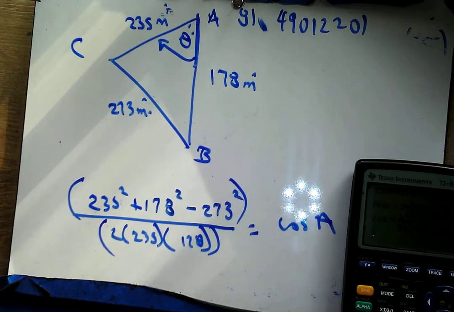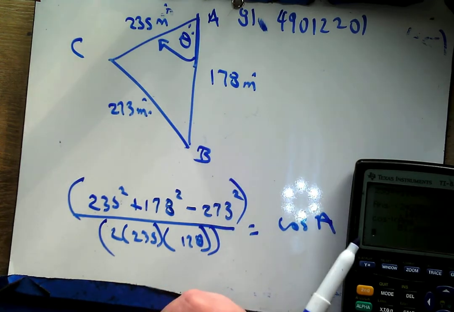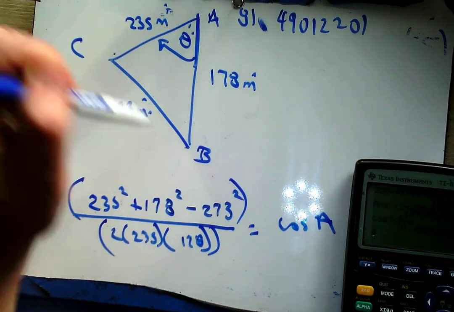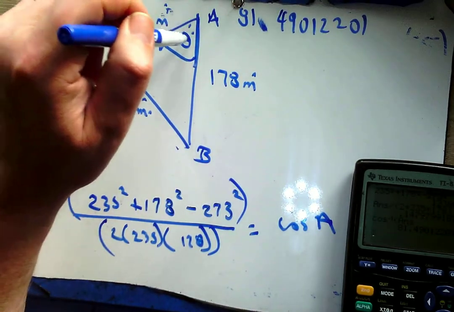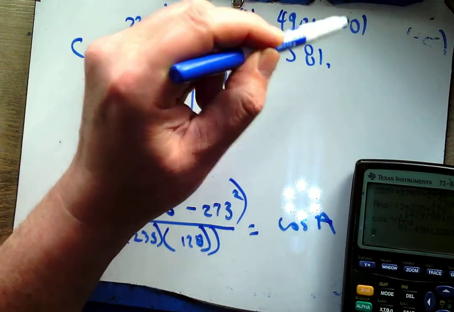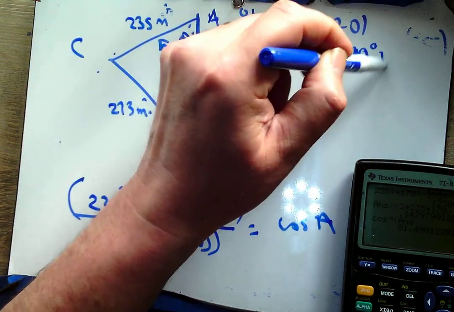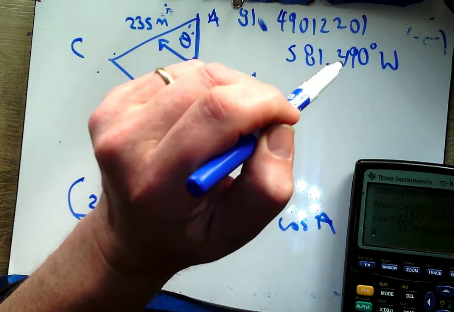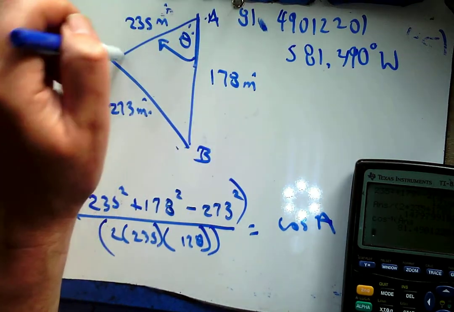So if I'm thinking about the bearing, and we're asked here to find the bearing from, I did A to C just now, but we also need from B to C. Okay, so what's my bearing? Well, I'm going to be heading south 81.490 degrees west. And that's my bearing from A to C.